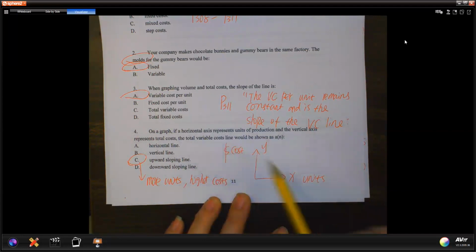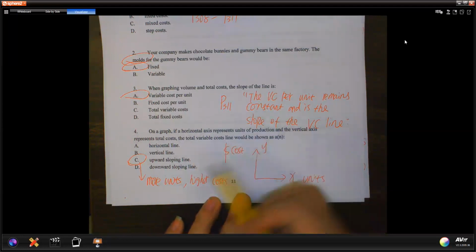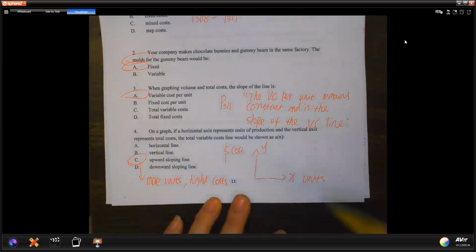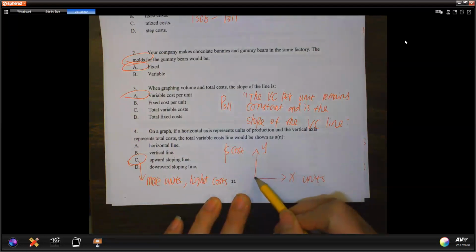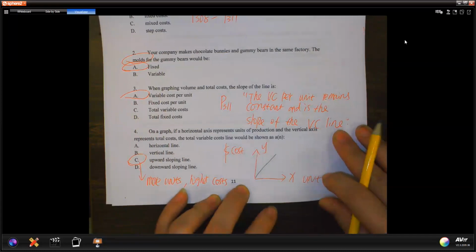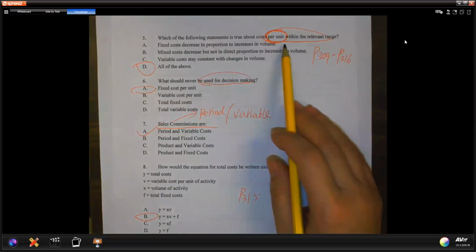Next one said, if x is the unit and y is the total cost, that means the more units you produce, the more cost you will have, right? Because you will have more direct labor, more direct material, those things. So you will see a line like this: more units, higher cost.